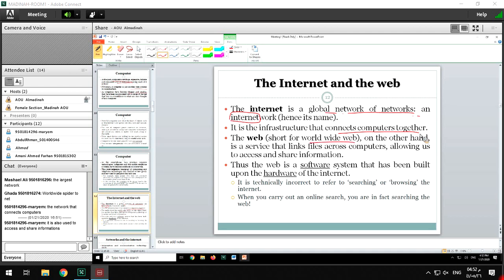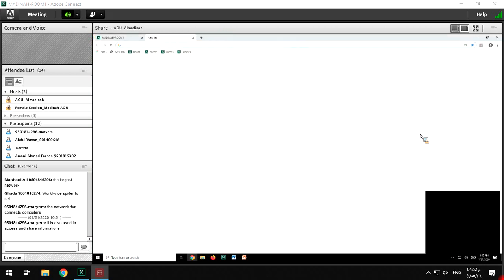Web is a short form for World Wide Web. It is a service that links the files across computers, allowing us to access information. As Mariam said, it is used to access and share information. Here the information is the web, and we use the internet to access the web, right? For example, now I'm using google.com. I'm accessing some information, and that is what we call the web.